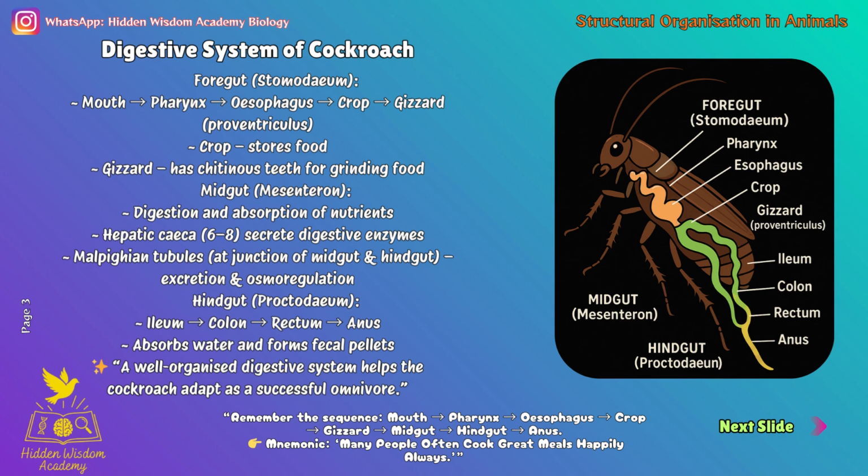The midgut is where digestion and absorption take place. It has hepatic caeca to help in digestion and Malpighian tubules for excretion and water balance. The hindgut includes the ileum, colon, and rectum, which help in absorbing water and forming fecal pellets. This system makes the cockroach an efficient omnivore that can eat many types of food.